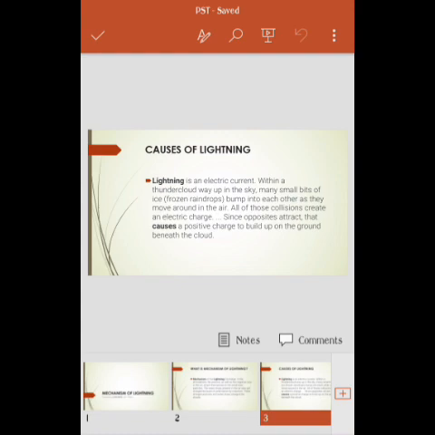Since opposites attract, that causes a positive charge to build up on the ground beneath the cloud. The ground electrical charge concentrates around anything that sticks up, such as mountains, people, or single trees. The charge coming up from these points eventually connects with the charge reaching down from the cloud, and zap, lightning. Have you ever rubbed your feet across the carpet and then touched a metal door handle? If so, then you know that you can get shocked. Lightning works in the same way.